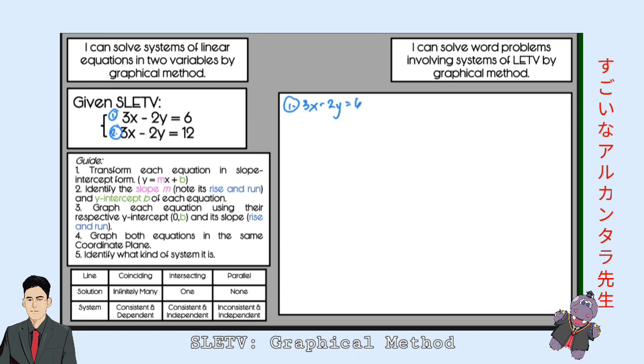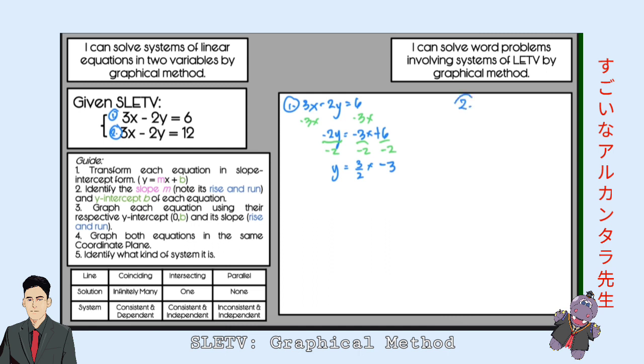So we subtract 3x to both sides. We'll get negative 2y is equal to negative 3x plus 6. Divide the entire thing by whatever is next to your y variable, that being negative 2. And then that will result to y equal to 3 over 2x minus 3.